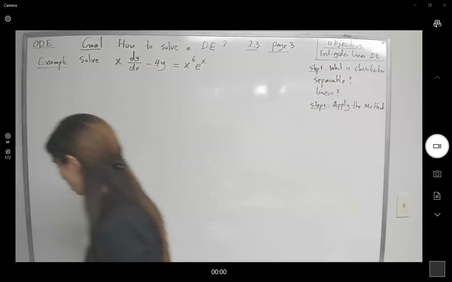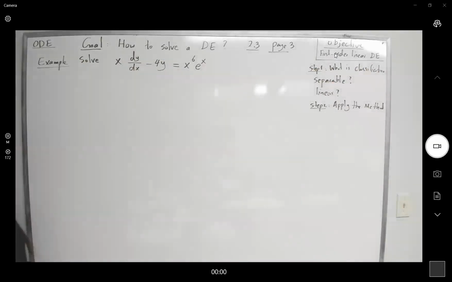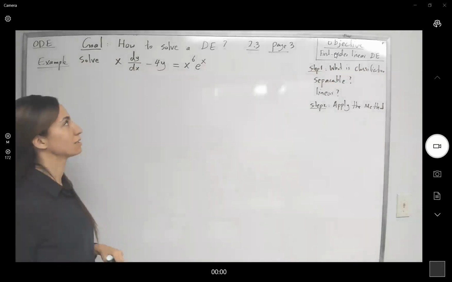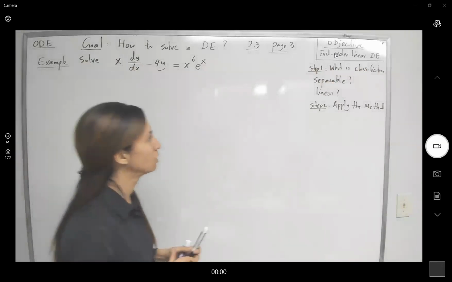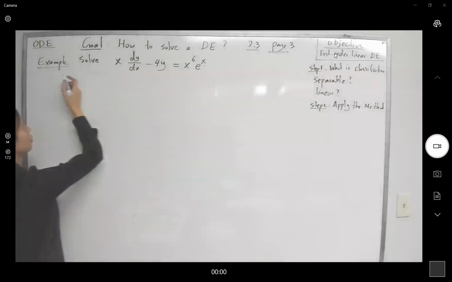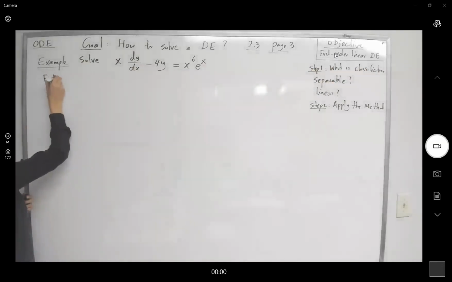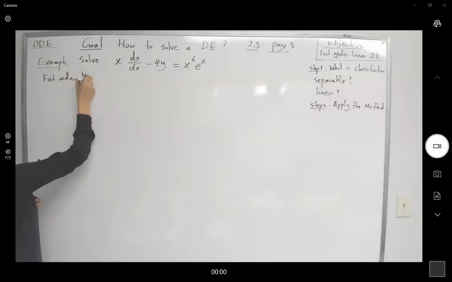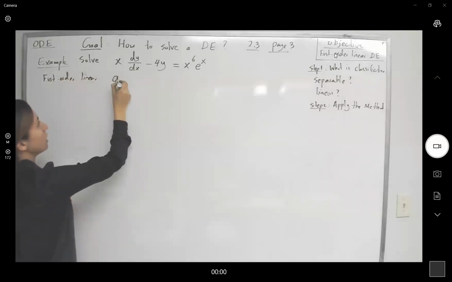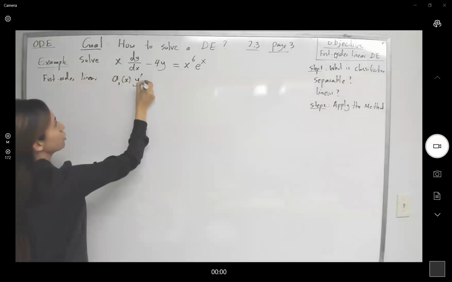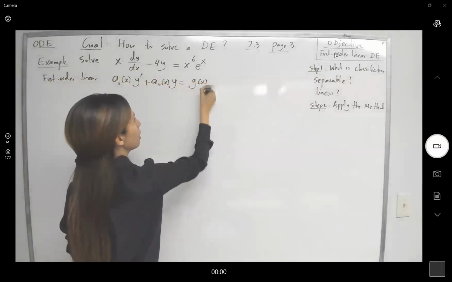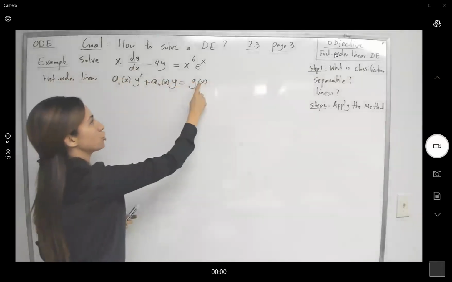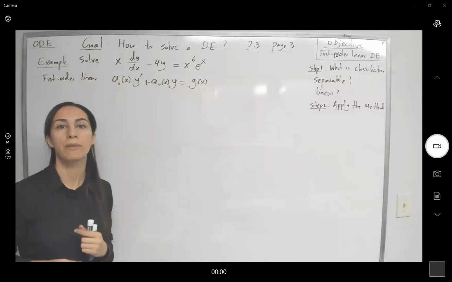So let's check to see which one this is. Is it separable? It's not a separable differential equation. So let's check to see if it's linear or not. Remember the definition of a first order linear ODE. Here you have a sub 1 of x times the first derivative, plus a sub 0 of x times y, equals a function like g. Let us check these two and compare them.